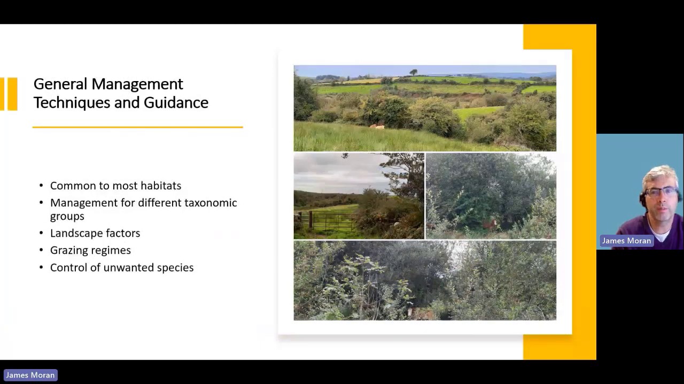There are a number of general management techniques and guidance that are applicable to most habitats. They can be divided into 4 key areas: management of different taxonomic groups and taking into account their habitat requirements, understanding the influence of landscape factors, the importance of grazing regimes in regulating vegetation composition and structure, and control of unwanted species, such as invasive species control and control of predators where there is an imbalance within an ecosystem.